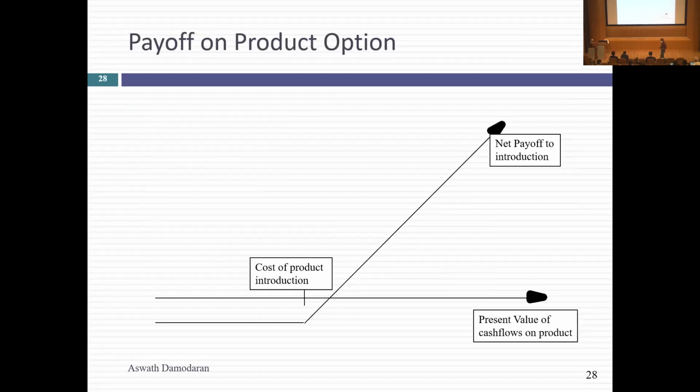Now, if I drew the payoff diagram on this, here's what it will look like. Converting the patent into a product becomes the equivalent of the strike price. You will do it only if the present value of the cash flows exceeds that strike price, and you'll make the difference. If not, what did you lose? Whatever you spent to get this patent, right?